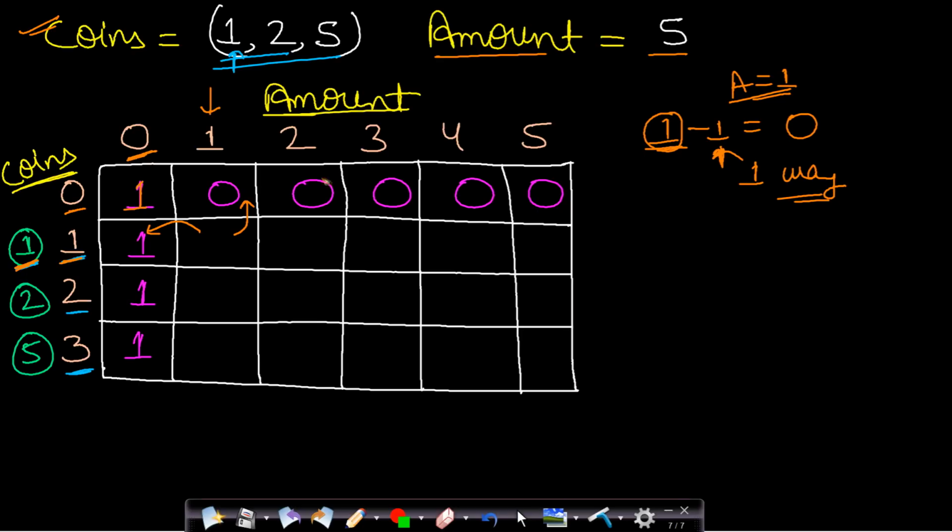So this 0th row will indicate that if you have no coins and you want to find this amount equal to 1, then in how many possible ways can you do it? You can do it in 0 possible ways. So if you exclude this, then you will not be able to find this amount 1. So it will have 0 possible ways. So the total number of ways will be 1 plus 0, which will be equal to 1.